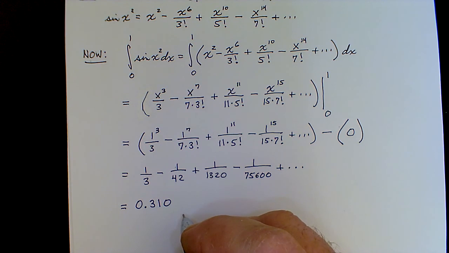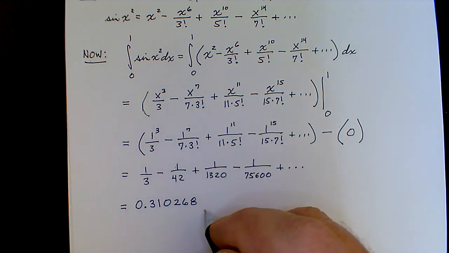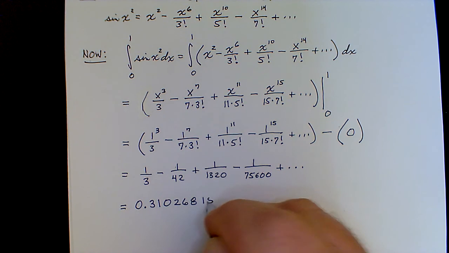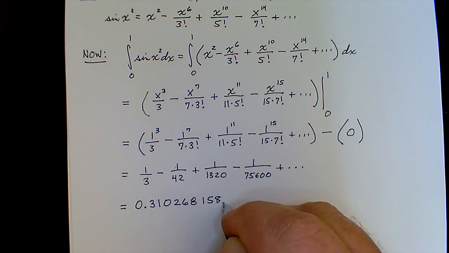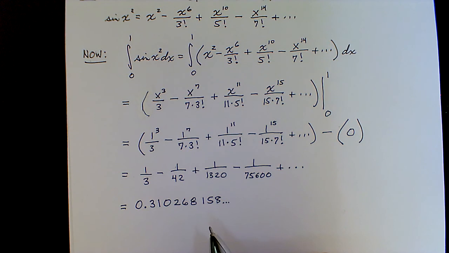And so we're going to get 0.310268158, and obviously check my arithmetic here, is what my calculator shows. And that does go on and on forever, and it does repeat because they're fractions.